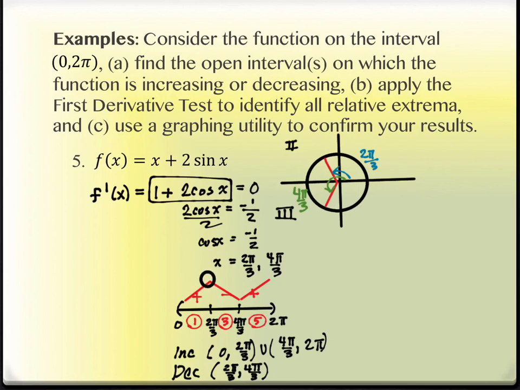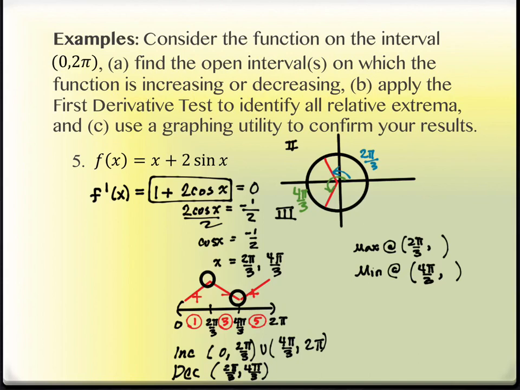So what happens at 2 pi over 3? I have a max. So I have a max at 2 pi over 3, something. We'll find the something in a minute. Let's just hold off. What happens at 4 pi over 3? It's a minimum. Minimum at 4 pi over 3.